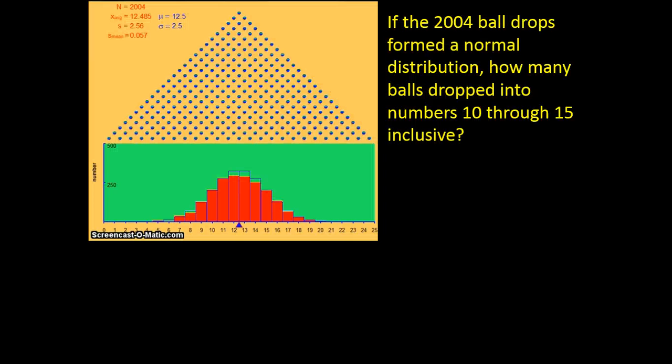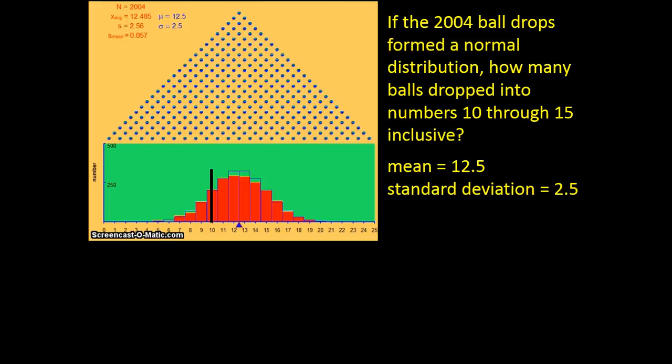So if the 2,004 balls formed a normal distribution as they fell, how many balls dropped into numbers 10 through 15 inclusive? If you look down at the bottom of the picture, you'll see numbers from 0 to 25, where we want to know about how many balls would have fallen from 10 all the way up through 15, including those numbers 10 and 15. We're going to use the information we were given about mean and standard deviation to help us here. We know that the mean is 12.5, and the standard deviation is 2.5.